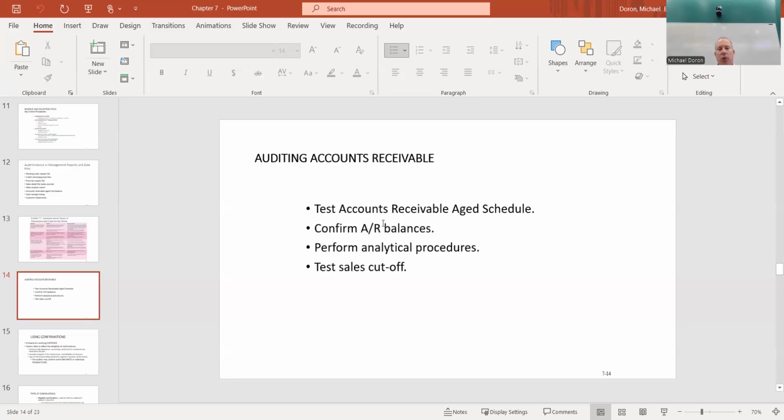Okay, and we just mentioned a really important thing is confirming accounts receivable balances. As we said, you are going to actually write letters to a sample of the accounts receivable customers and say, according to the client's records, you have an outstanding account receivable of $2,000. Is this correct? You send it out to the client and not the client, the customer. The customer writes back, yes, this is correct. Okay.